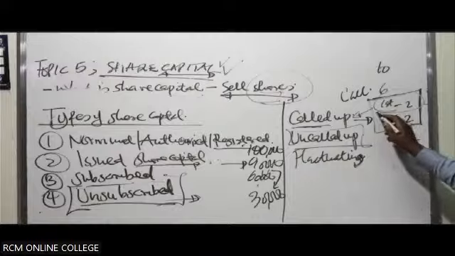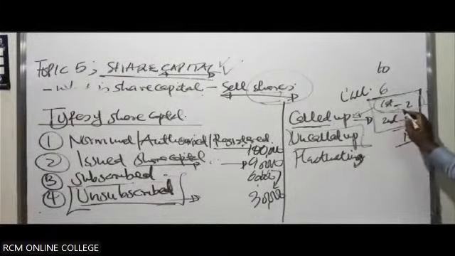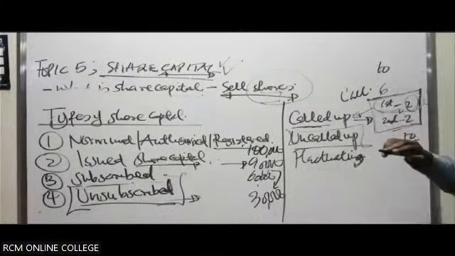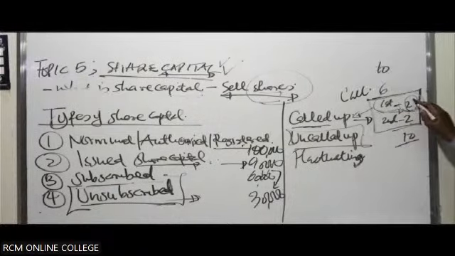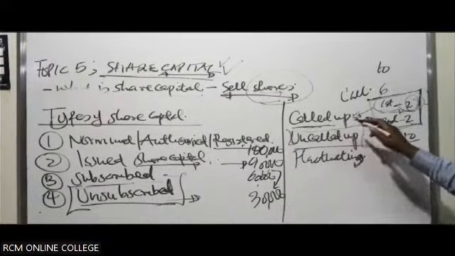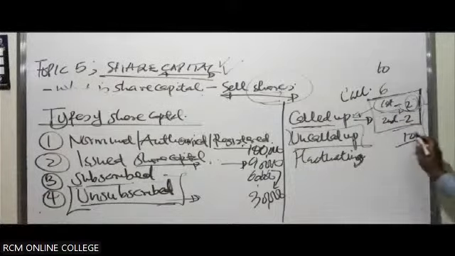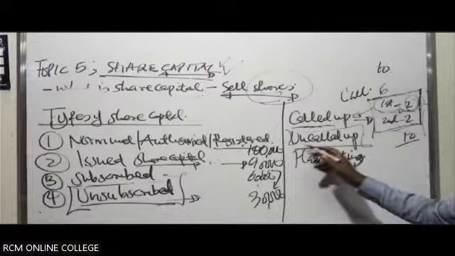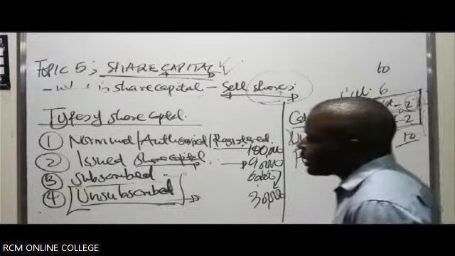So when they make the call or give out the notice for the payment of this 2 per share, this portion of the share capital will now become called up. What will be remaining, for which they haven't made that notice or request for payment of the outstanding amount, will be the uncalled up share capital.